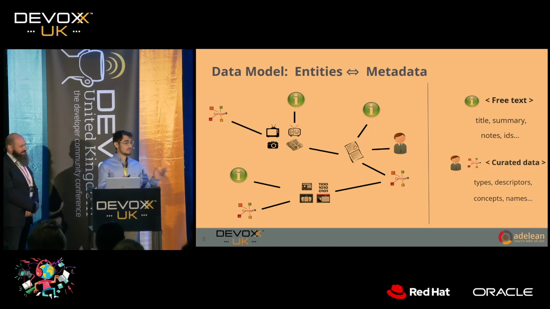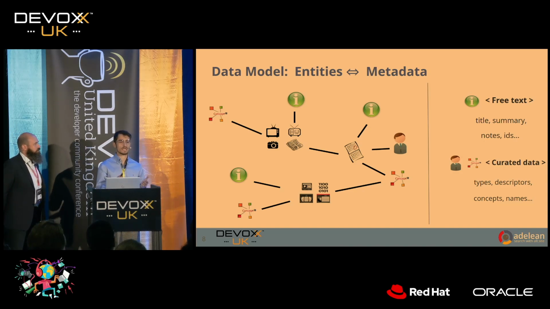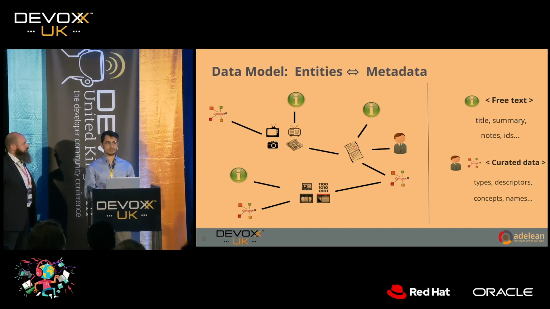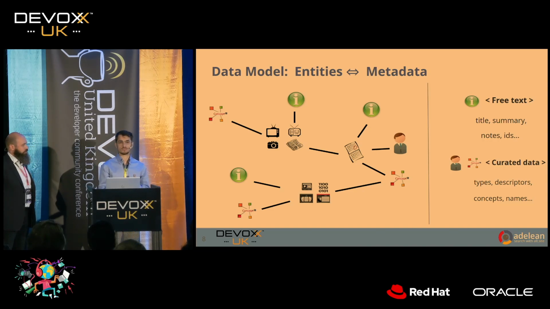And then everything gets even more complex, because to each of these entities, so the content, the event, and the media, we have metadata associated. Metadata can be of two different kinds. We have the free text that comes essentially with the entities, for example, the title of the movie, or the summary of the TV news.